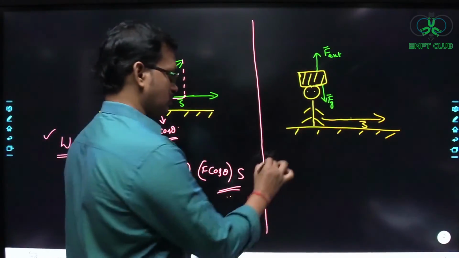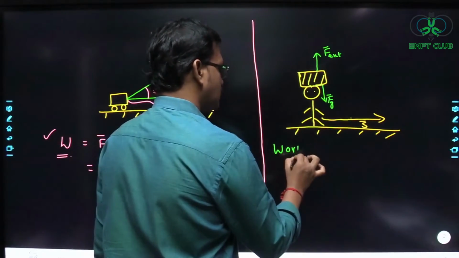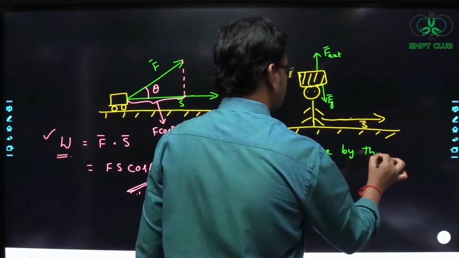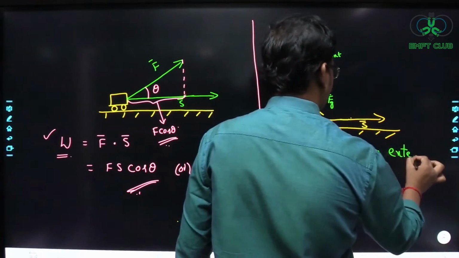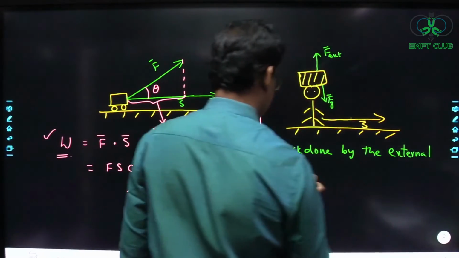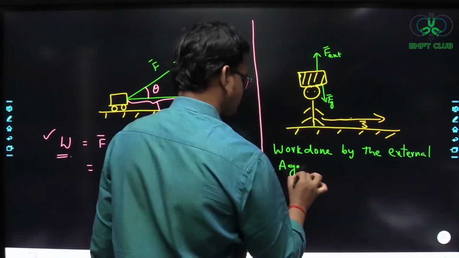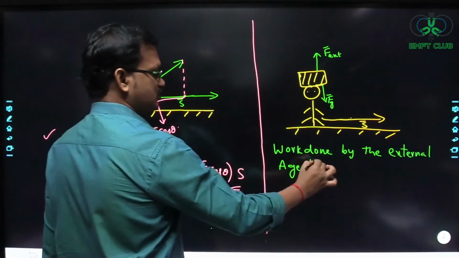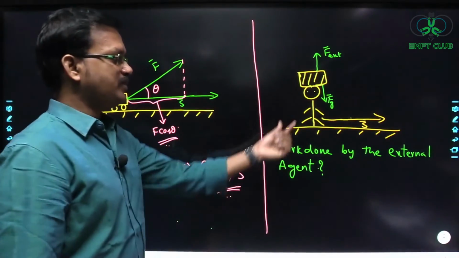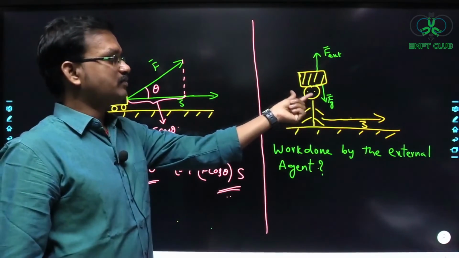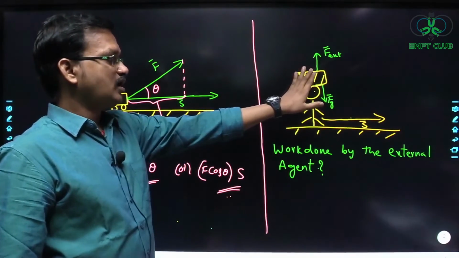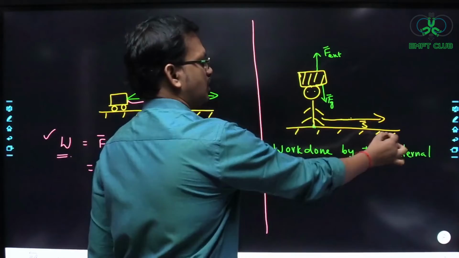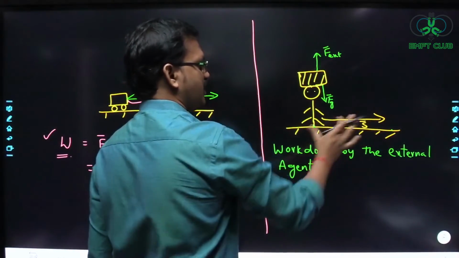What is the work done by the external agent? External agent means this person here. What is the work done by this person in carrying this luggage from one point to another point? So this is the displacement he has moved.